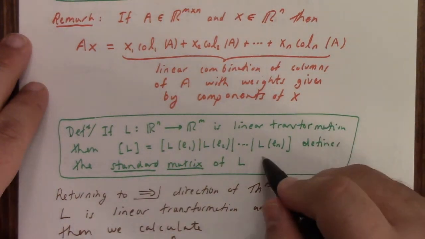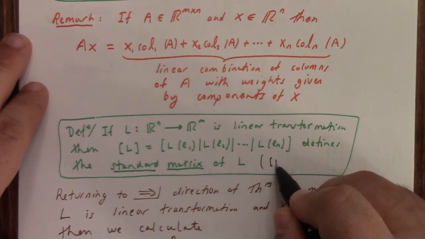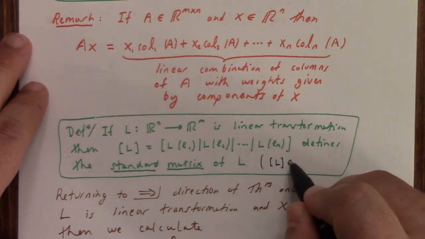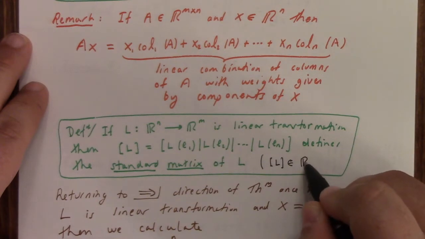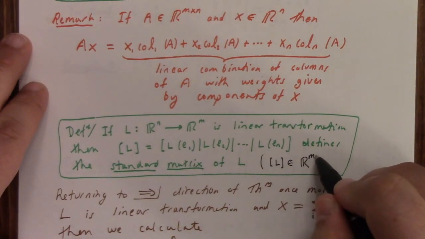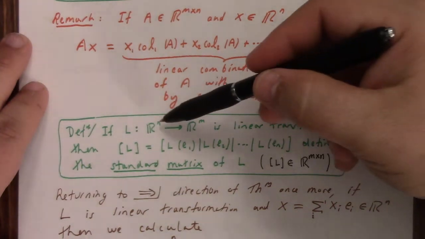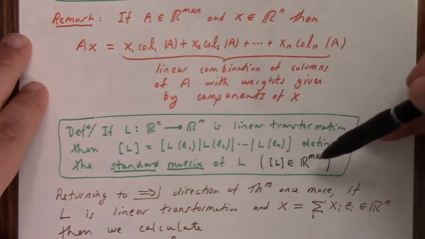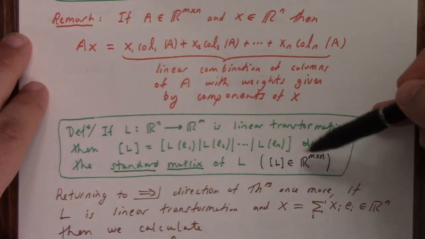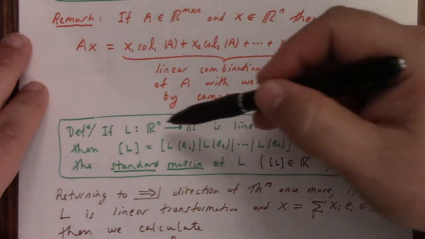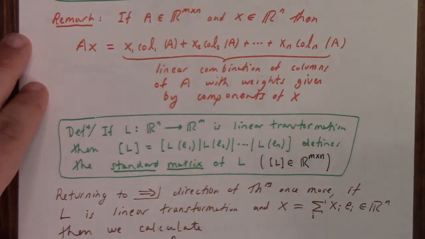And here, the standard matrix of L is an element of R^(m by n). Notice that the order of the letters switches over here. M goes with the range, N goes with the domain, as it happens.